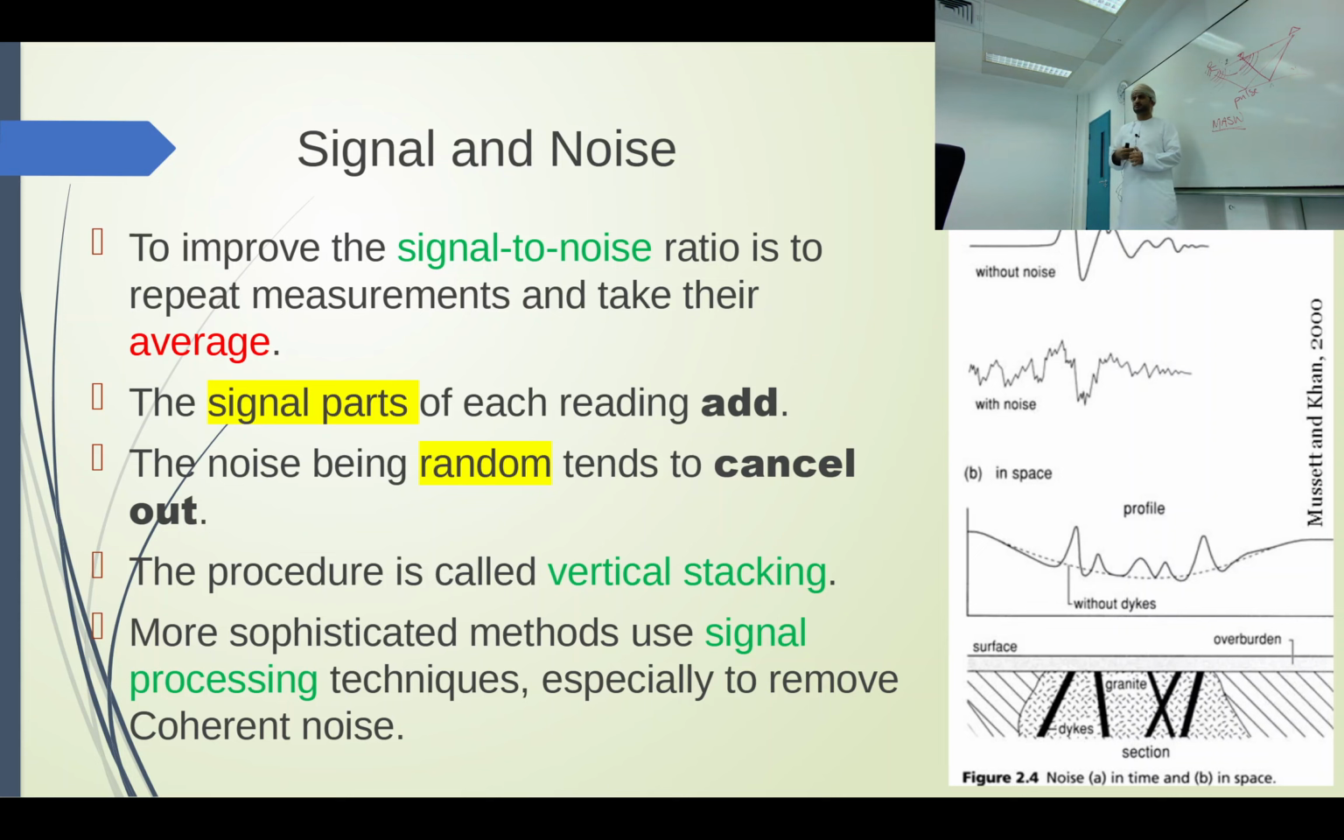Could someone volunteer? How can I take multiple measurements? I simply hammer the ground multiple times at the same location. I keep hammering once, twice, three times, four times. And if you look at the traces generated while you are hitting the ground, you will notice that there is some improvement in your signal. That's something you will observe during the field acquisition. I ask somebody to keep hitting the ground, maybe 5 times, 6 times, or 10 times.